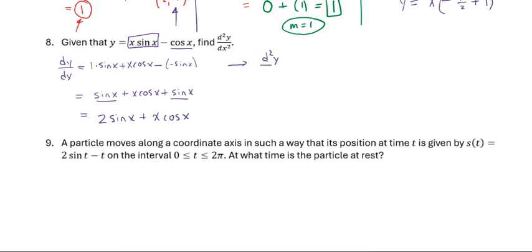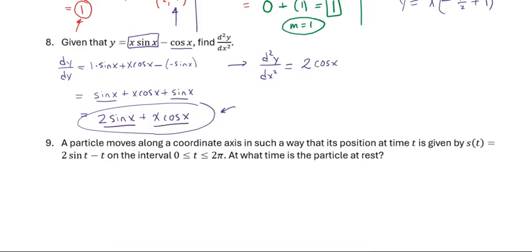So d squared y over dx squared. What we're going to do is take the derivative of this, right? We're going to be looking at that to evaluate our derivative. So let's figure out the first term, 2 sine x. 2 is just a constant multiplier, and the derivative of sine is cosine. So that's the first part.